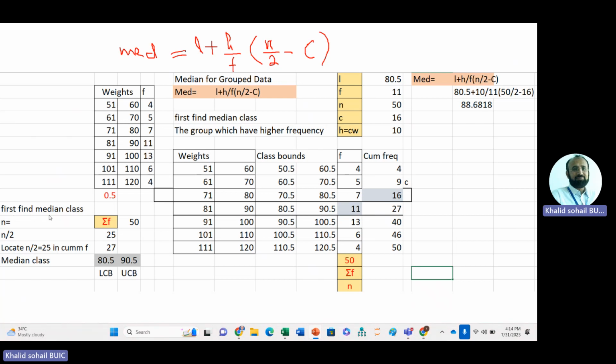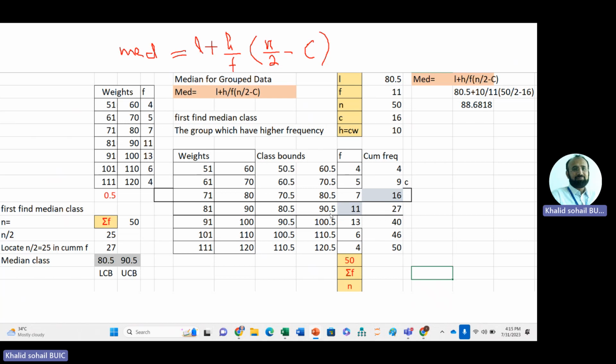Now, how can the median class be located? First of all, we divide N by 2, because this is N by 2. Later on, when we discuss quantiles, meaning quartile, decile, and percentile, this would change and the rest of the formula would remain almost the same. So we have calculated N by 2, that is 25. Now we look for this 25 in the cumulative frequency. In 4, no. In 9, no. In 16, no. This 25 lies in this 27. So this gives us our median class.